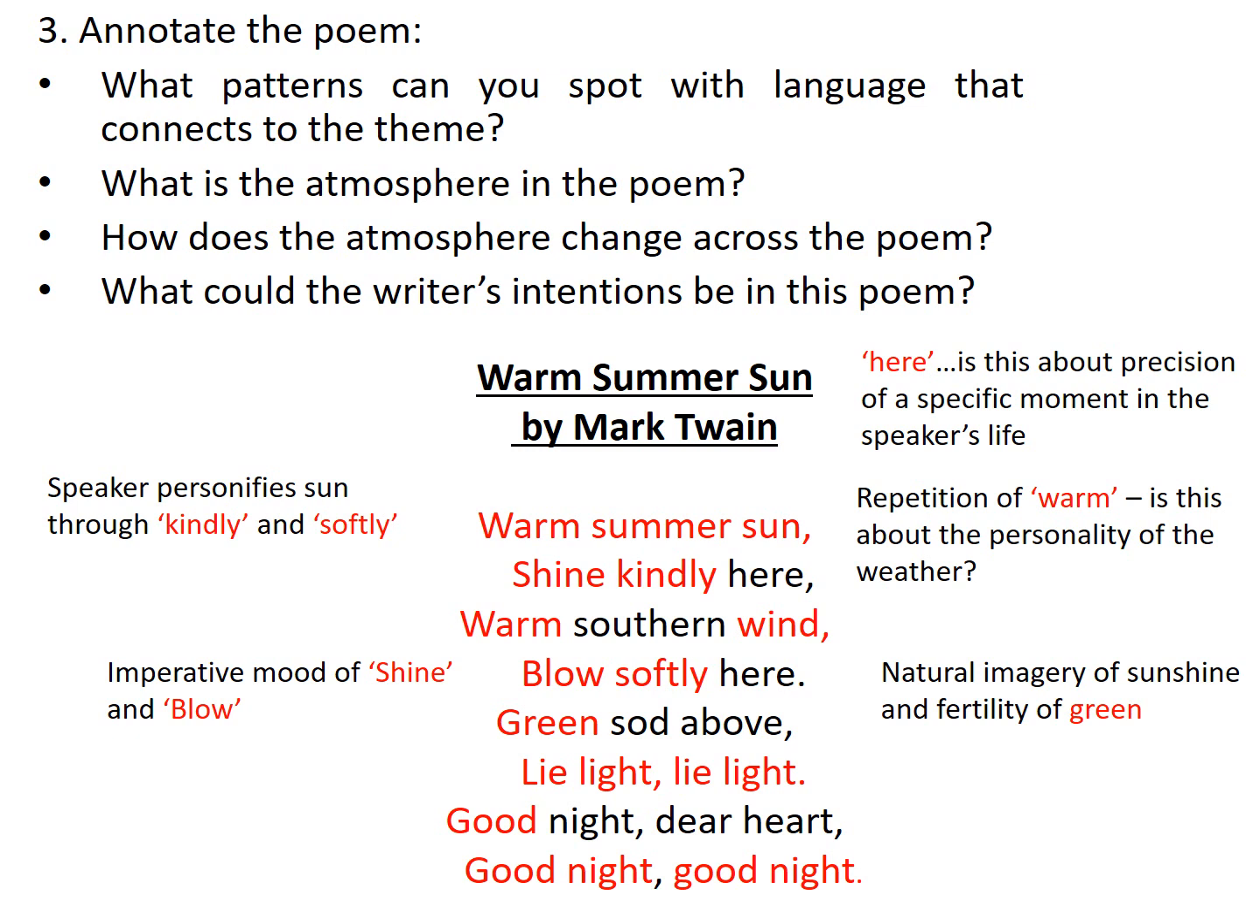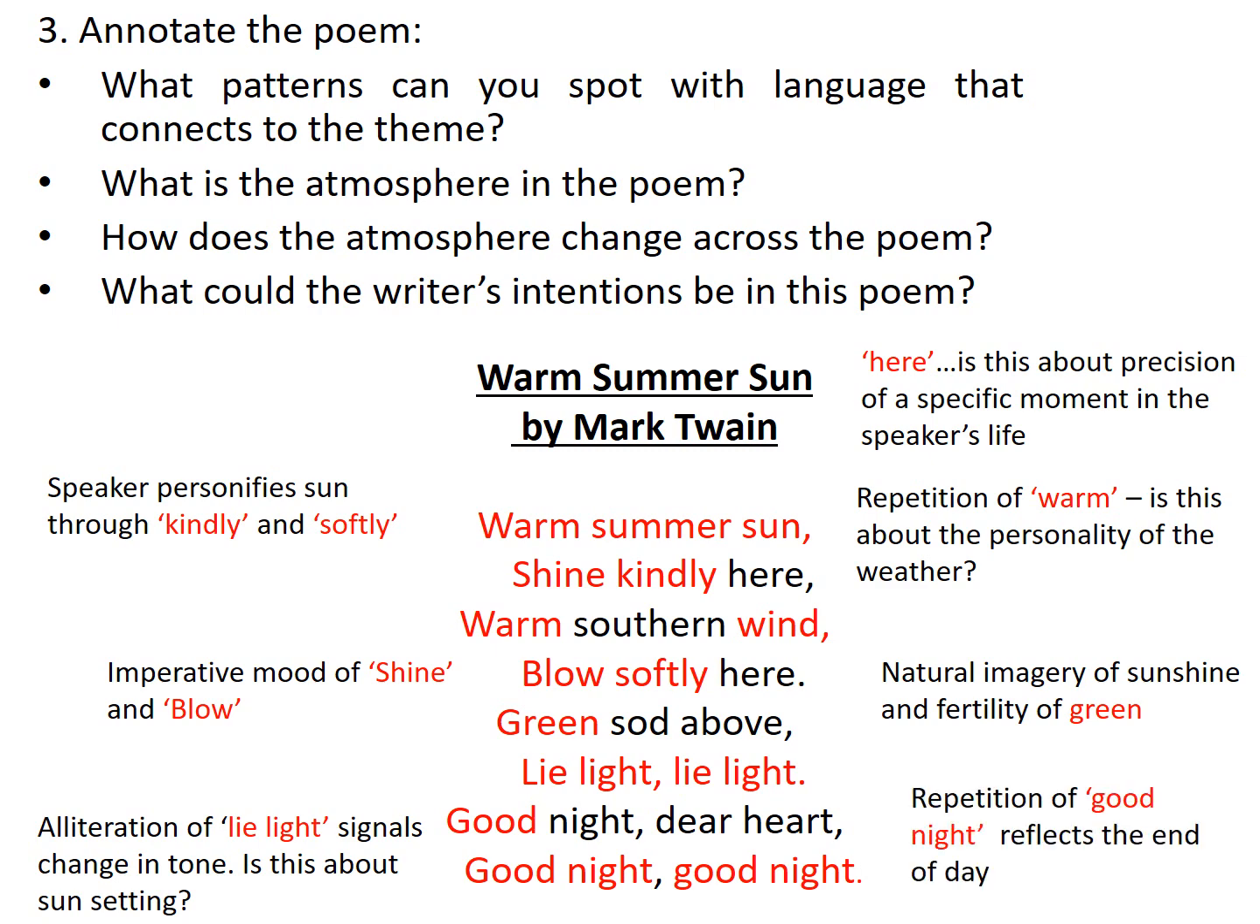I haven't highlighted it, but the repetition of here, it seems as if this is a specific moment in the speaker's life. I'm getting that trend that repetition is quite important to the poet in terms of the way they use it through their speaker. You've also got the natural imagery that you'd expect that links the sun to fertility and growth, as you see with the connotations of green in nature. We've also got natural imagery through the sunshine and the image of the green. Green sod is like soil that's green.